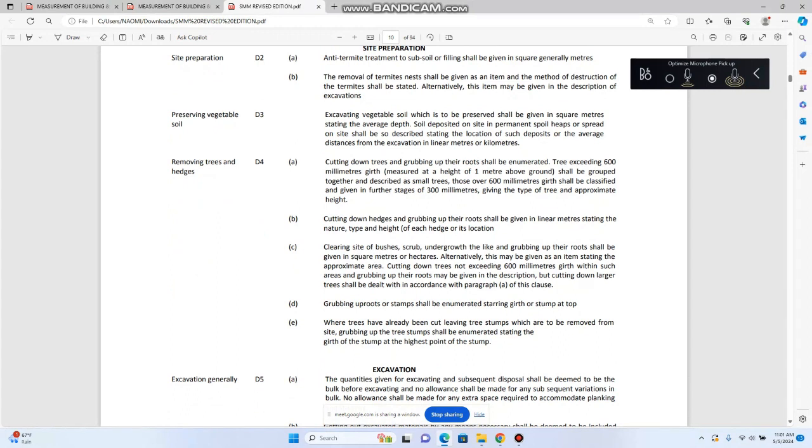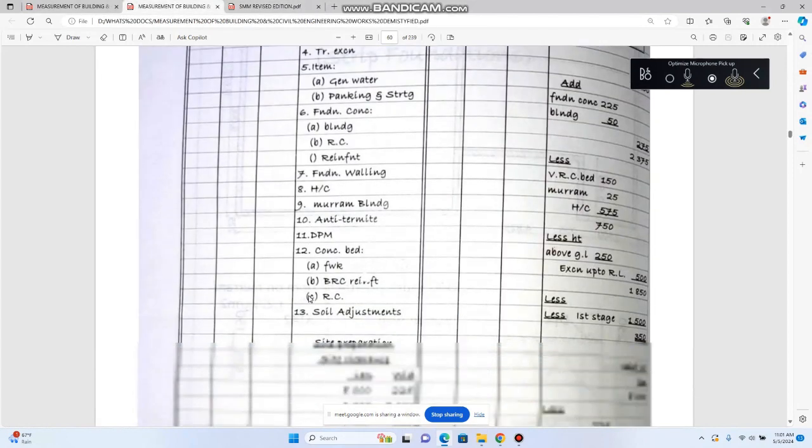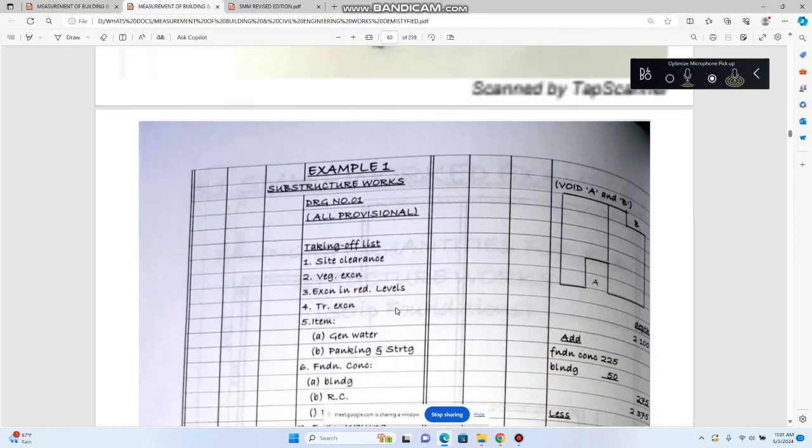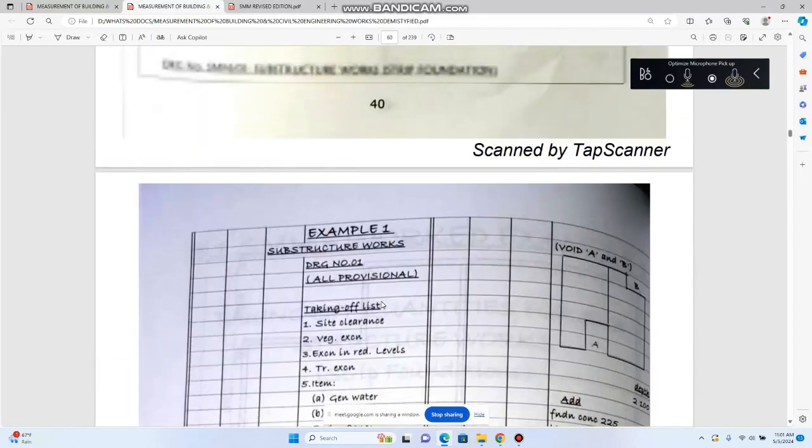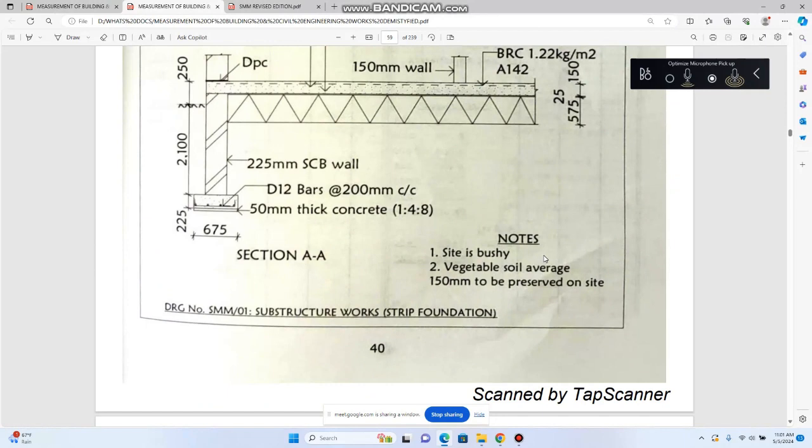Clearing the site of bushes, shrubs, undergrowth, and the like, and grubbing up their roots shall be given in square meters. You see, the one that we have here is clearing the site. You see in the description, okay, let's go to the notes first. We are told the site is bushy.